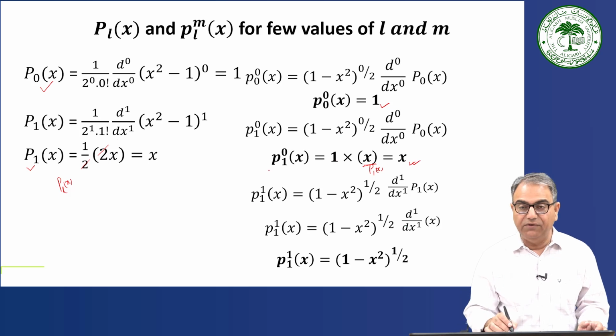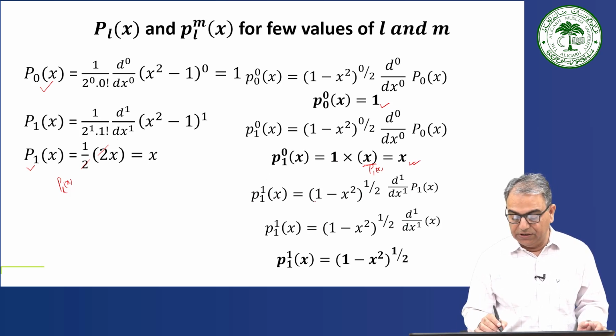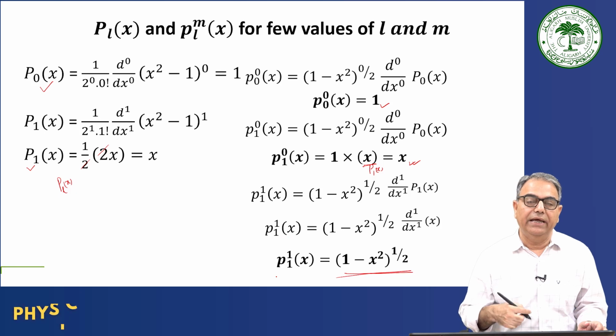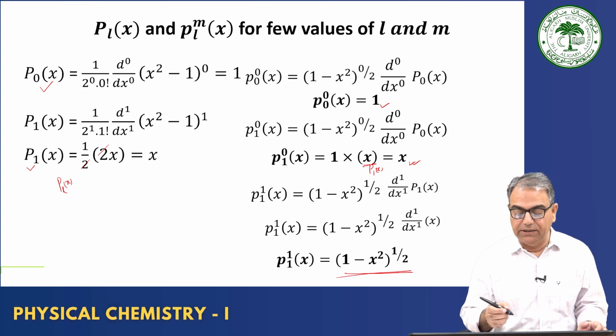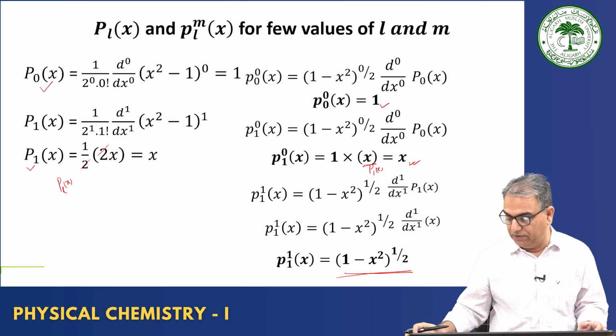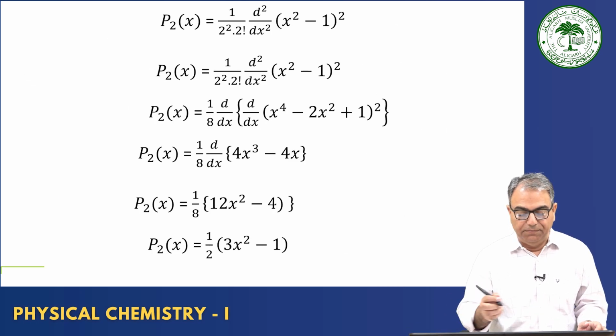But if you have P11, m is equal to 1, then you will have some functions. 1 means 1 minus x square 1 by 2 d1 by dx1 P1x, and this will be equal to P11x, which will be 1 minus x square raised to the power 1 by 2. So for any other combination of L and M, you can calculate P10, P20, P21, and so on. Let's see. So P2x I have calculated again. So this is the P2x calculation.